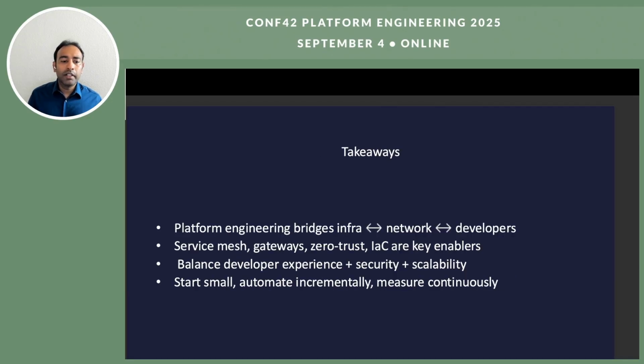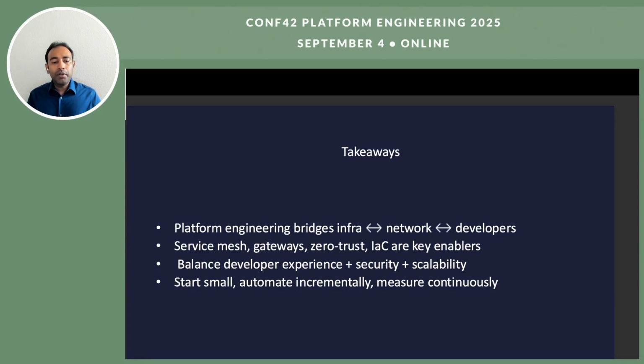Let me wrap up. The key takeaways are: platform engineering is going to bridge the infrastructure, networking, and developers, with service mesh, gateways, zero trust, and infrastructure as code as the core enablers. The balance is always between developer experience, scalability, and security. And the best way forward is to start small, automate incrementally, and measure continuously.